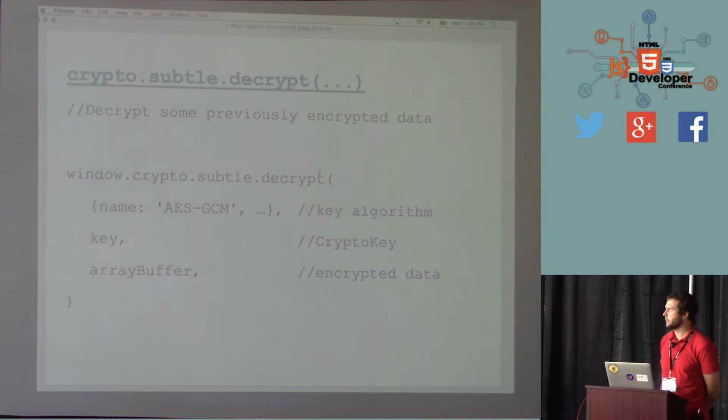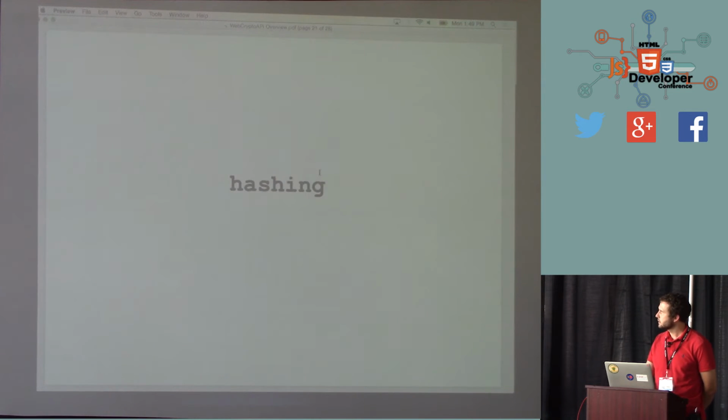Decrypt. You specify the algorithm, the key, and the encrypted data, and it'll return the decrypted data. So it's an array buffer, so you can specify images, whatever sort of file format you want. It doesn't have to be string-based. So this is all based on the typed arrays API that are available in most modern browsers. Well, I guess all modern browsers.